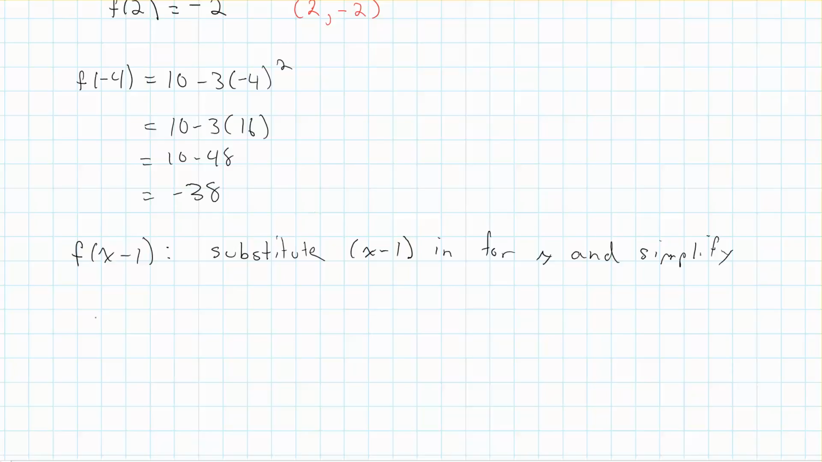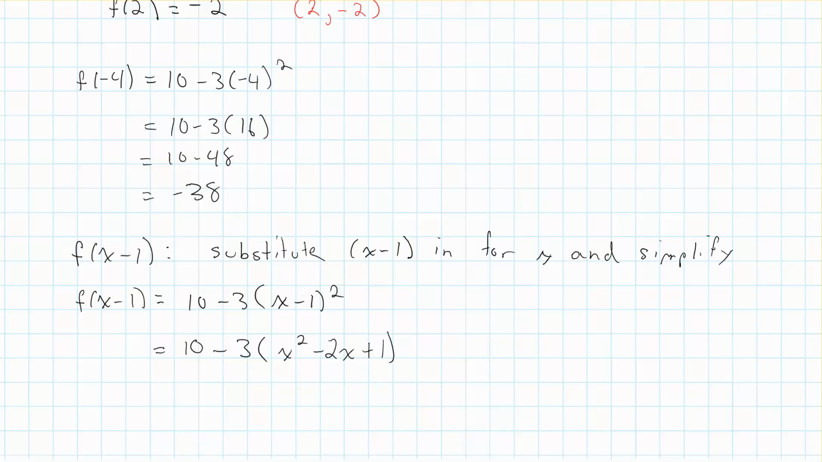And so what will we have here? We'd have f at x minus 1 is equal to 10 minus 3 times x minus 1 squared. Now we just obey order of operations. And order of operations will tell us that we should do the x minus 1 squared first. Now you could FOIL that out if you wanted to. I'm going to use the special product where this is equal to a squared plus 2ab plus b squared. I'm sorry, a squared minus 2ab plus b squared. So this would be 3 times x squared minus 2x plus 1.